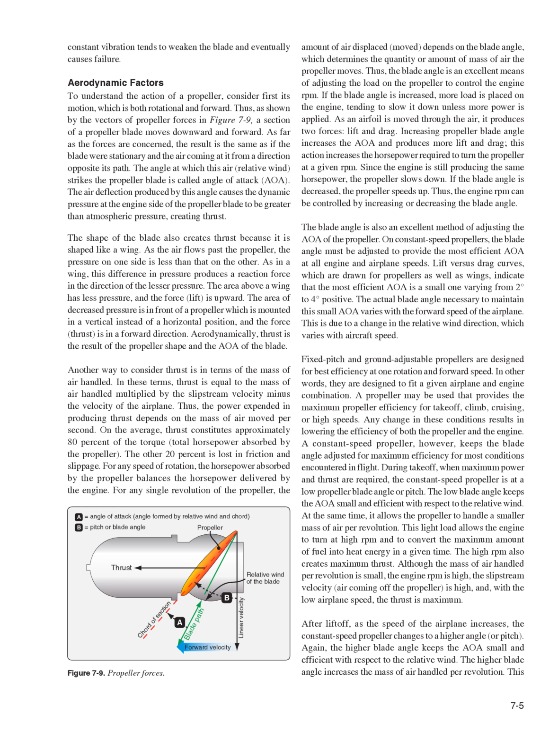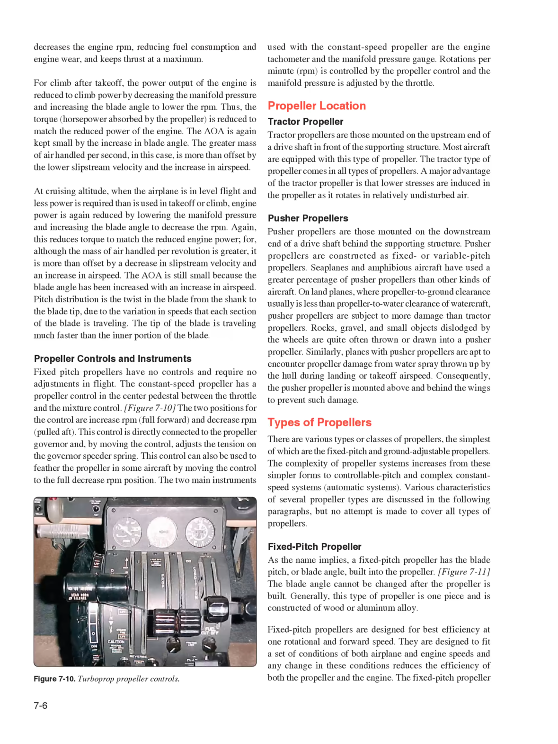Again, the higher blade angle keeps the OA small and efficient with respect to the relative wind. The higher blade angle increases the mass of air handled per revolution. This decreases the engine RPM, reducing fuel consumption and engine wear, and keeps thrust at a maximum.